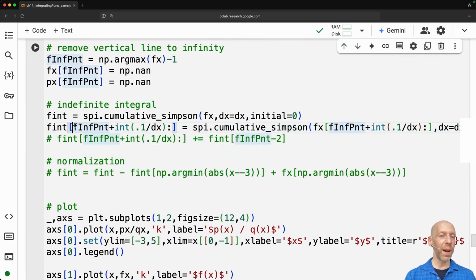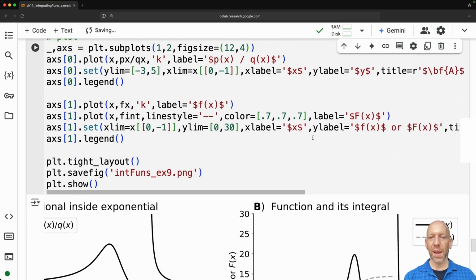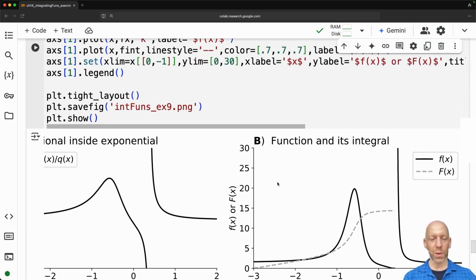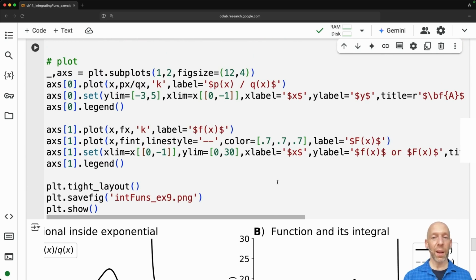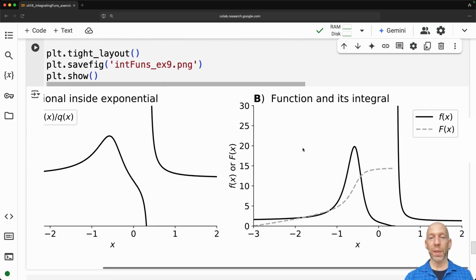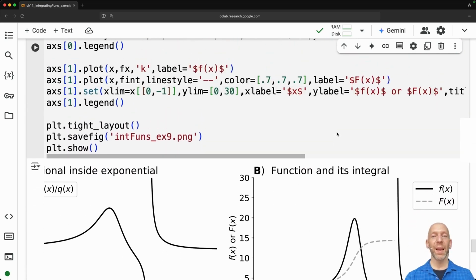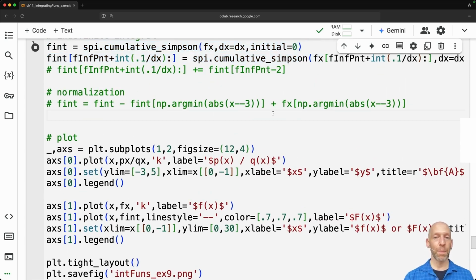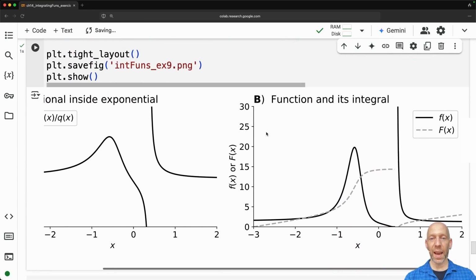So the f inf point, this is the point where we have an infinity value, and now I'm adding a little bit. This just accounts for these really large values here. So I just want to ignore some of those when defining the constant of integration. And that's what I do here. So you can see I'm calling this function spi.cumulative_simpson twice. Essentially, this means that I am calculating the indefinite integral as a two-piece, piecewise function. One piece is before the breakpoint and one piece is after the breakpoint. All right, and then you can see that result here.